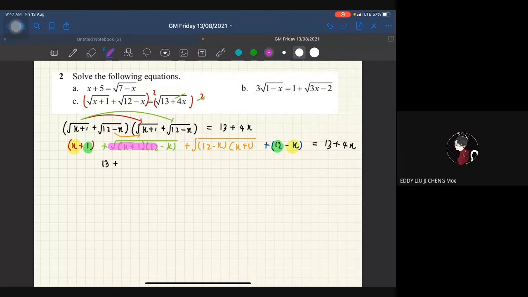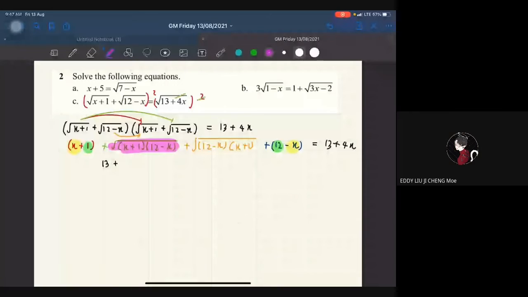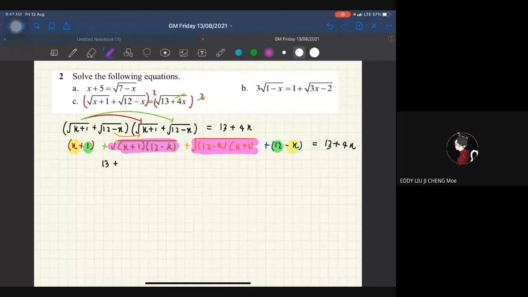Okay, so awak akan ada 13, and then this whole thing over here, this one is exactly the same with this one. Okay, so awak ada satu benda tambah dengan satu benda, so now you will have dua benda. Okay, so awak akan ada 2 in bracket, x plus 1, 12 minus x. Macam ni. So equal to 13 plus 4x. Okay, macam ni. Alright. So, sekarang dia still ada surd.